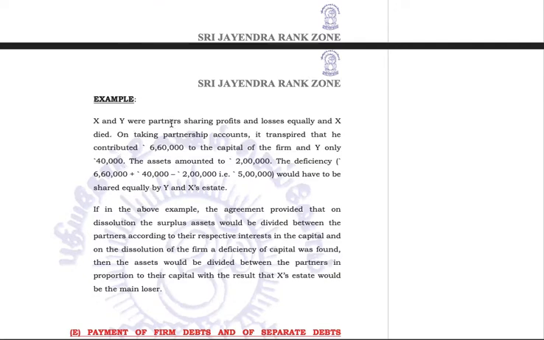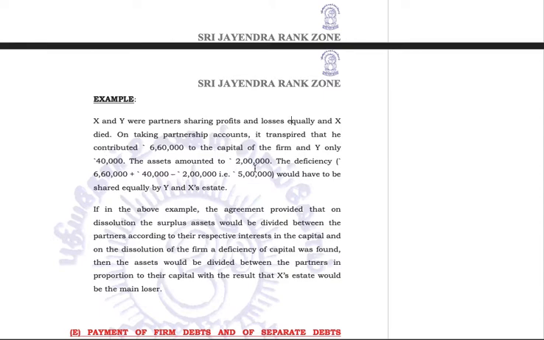X and Y were partners sharing profits and losses equally. Okay, now X and Y are partners in a partnership firm. They were sharing profits and losses equally. That means a 50-50 ratio is there. X has died now, suddenly. On taking partnership accounts, it transpired that he contributed 6,60,000 to the capital of the firm and Y only contributed 40,000. After his death, when the accounts were opened, it came to knowledge that 7 lakh rupees was the capital of the firm, and out of that 7 lakh, X had contributed 6,60,000 and Y made a contribution of only 40,000.